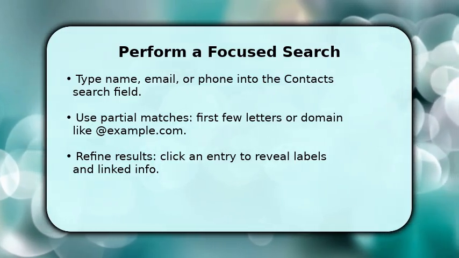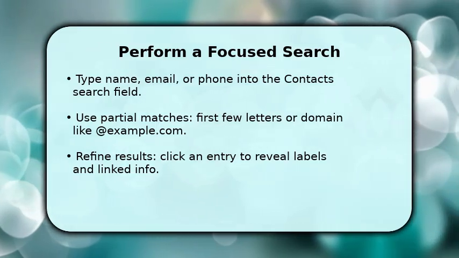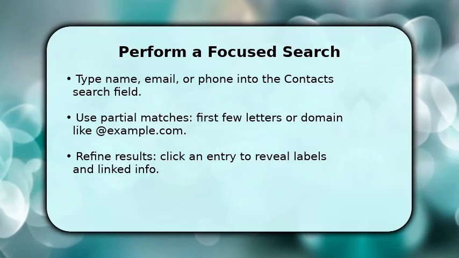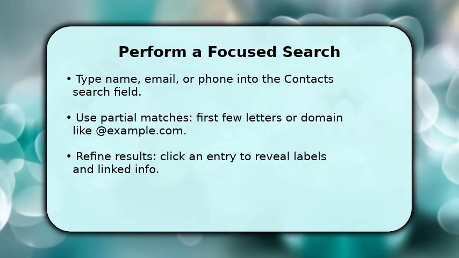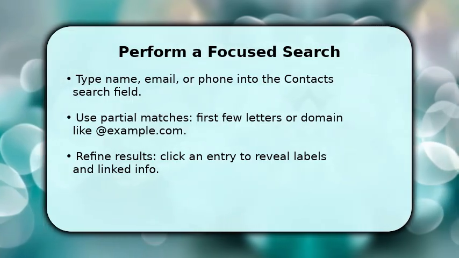When you click an entry, you reveal labels, linked Google profiles, and multiple addresses which explain why duplicates appear. Make sure to check linked cards for merged information. This clarifies whether two records are the same person or separate contacts.